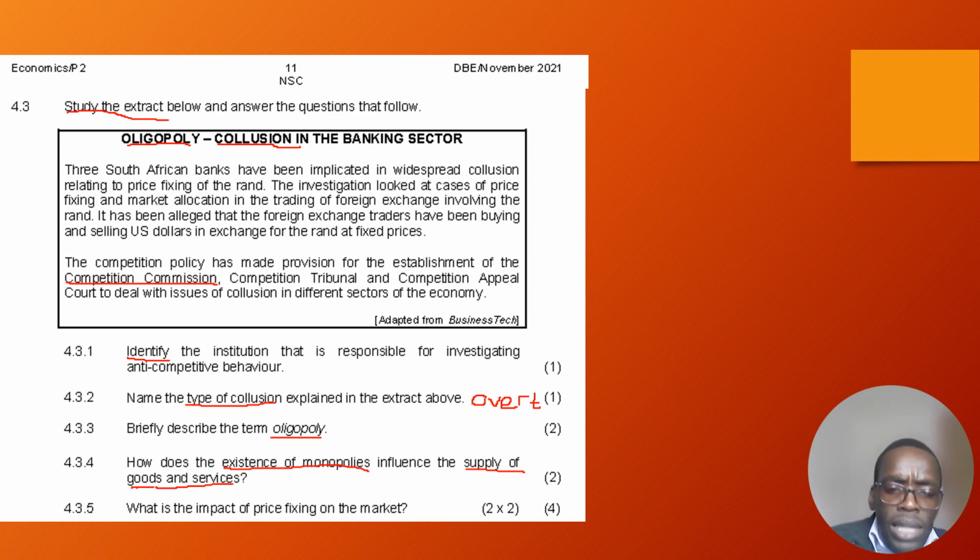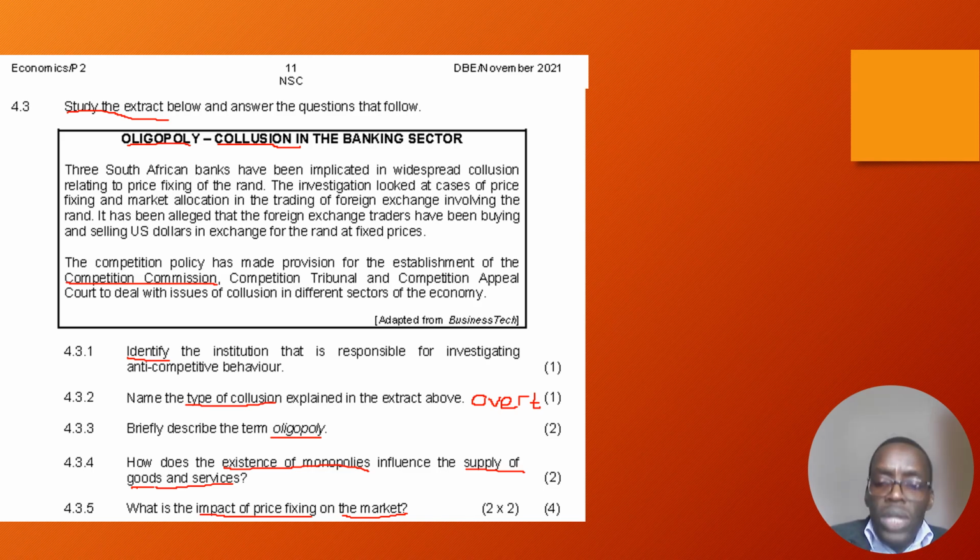Okay, right, then the next one, what is the impact? In other words, we are saying the impact of price fixing on what? On the market. Okay, so we are looking at the impact of price fixing on the market. So you are not going to be talking about anything else, but you are looking specifically at how price fixing is going to affect the market.